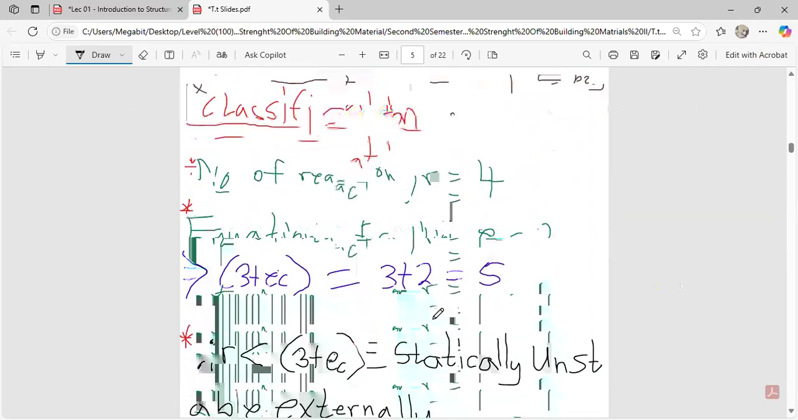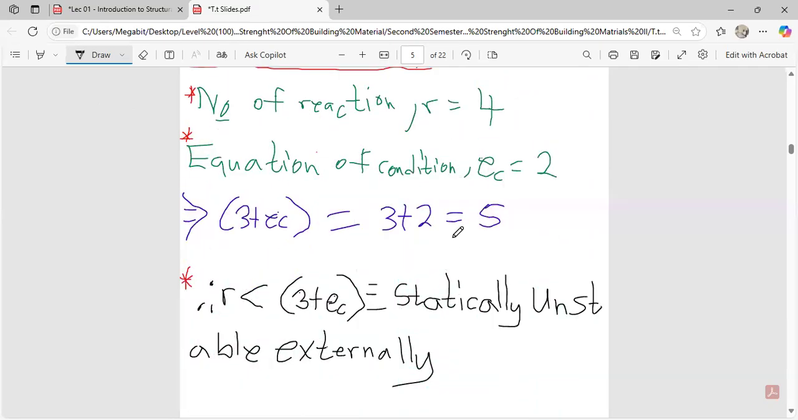So can I ask you people a question? Assuming R was 6. Assuming our number of reactions, which is the R that we are getting over here, was 6, what is going to happen in this case? Statically indeterminate externally.